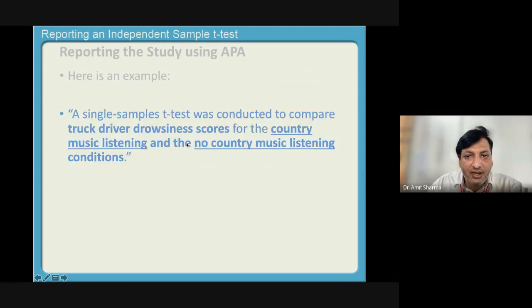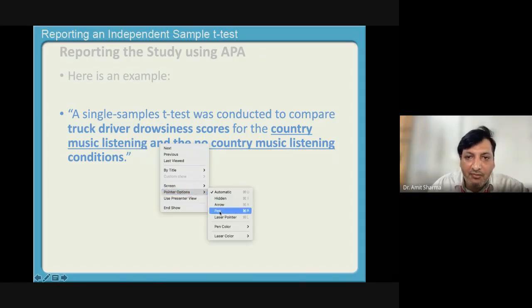One example I'll let you know: a single sample t-test was conducted to compare the truck driver drowsiness score for the country music listening and the no country music listening conditions. That means you are finding out a score. So the score will be taken as the dependent variable, and obviously it will be given in the form of a number.